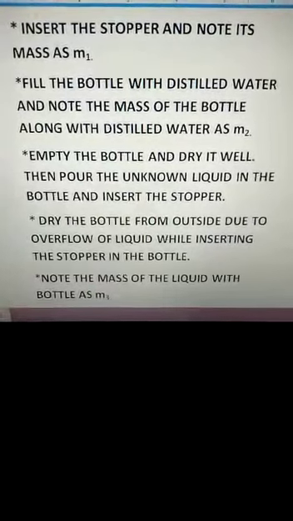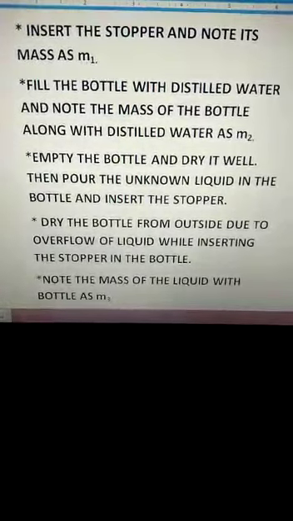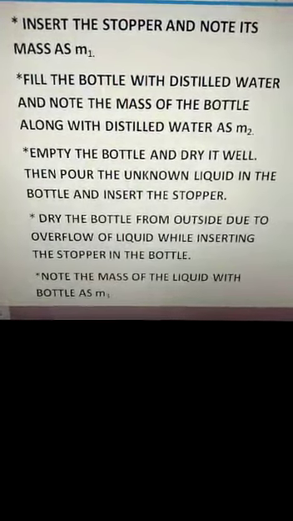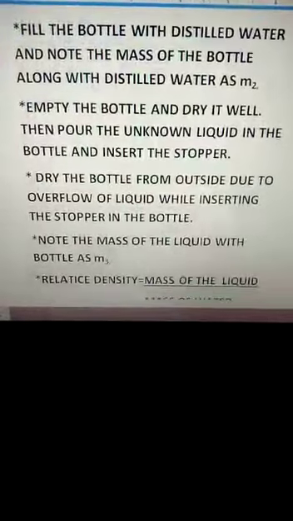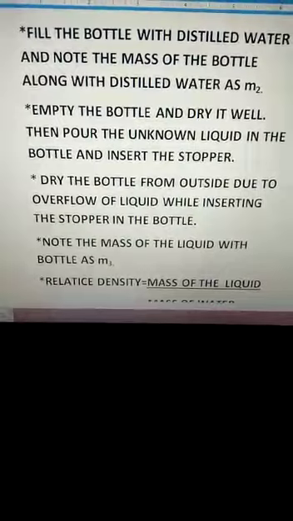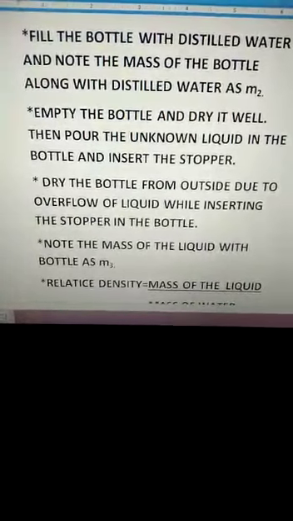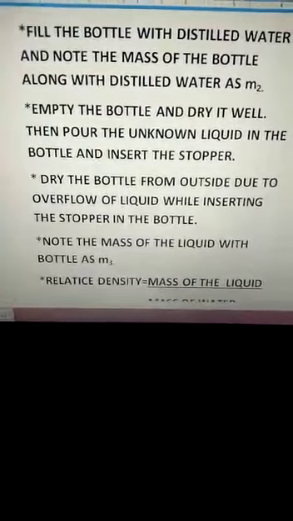Then pour the unknown liquid whose relative density we want to find into the bottle and insert the stopper. While inserting the stopper, the liquid overflows; the liquid that comes out, we will pat and make it dry. Then we note down the mass of the liquid including the bottle as M3.